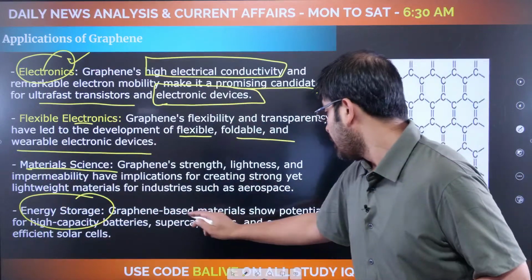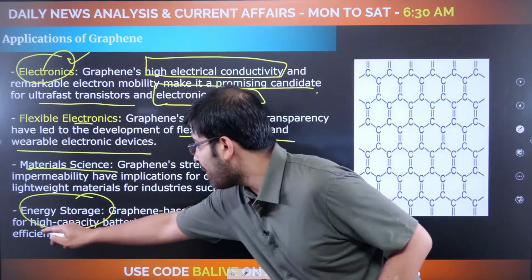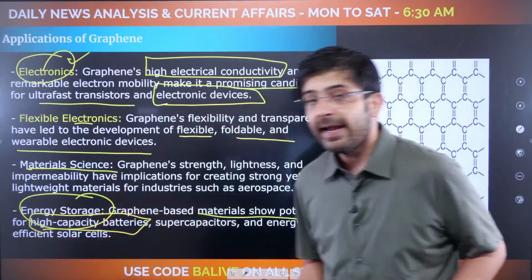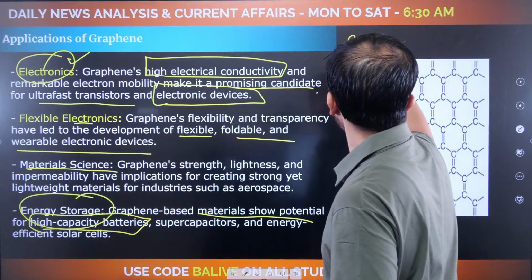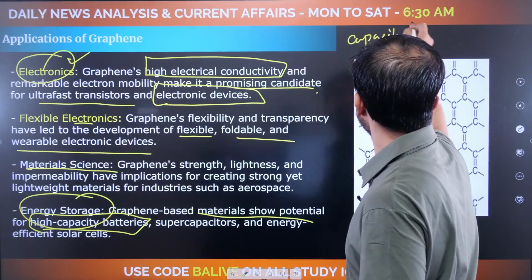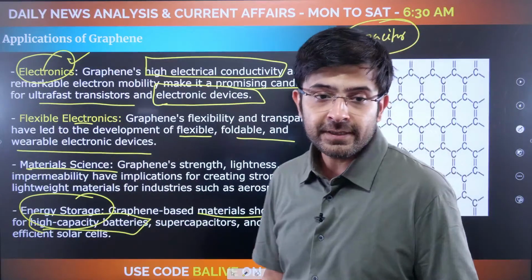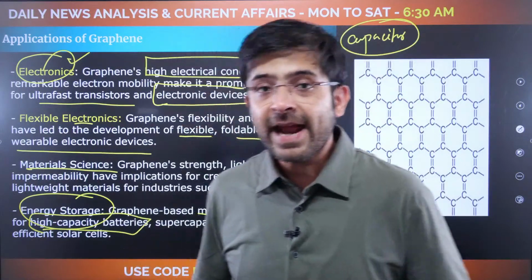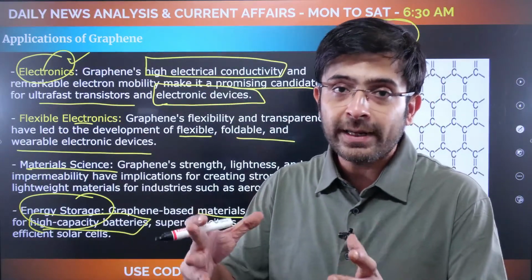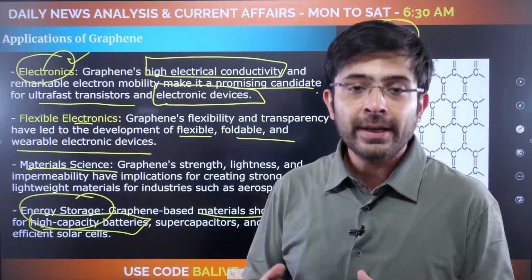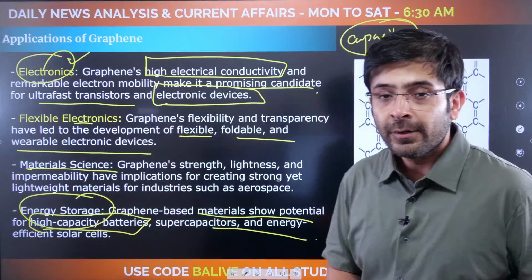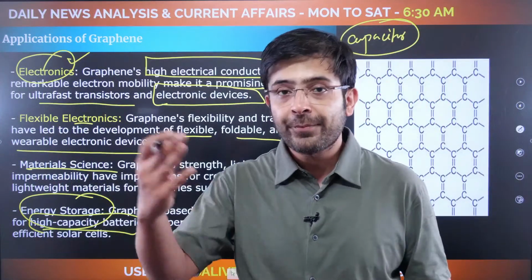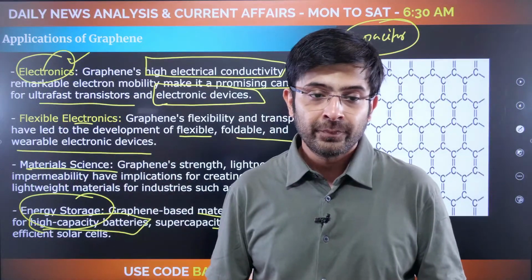Now how? It shows potential for high capacity batteries. It can act as a capacitor too. Can someone let me know what is a capacitor? Physics 101, class 11 physics. So since it can act as a capacitor, it can store energy within itself, what you're looking at is that it's going to be used as a solar cell. You're going to store energy in it and then market the product.